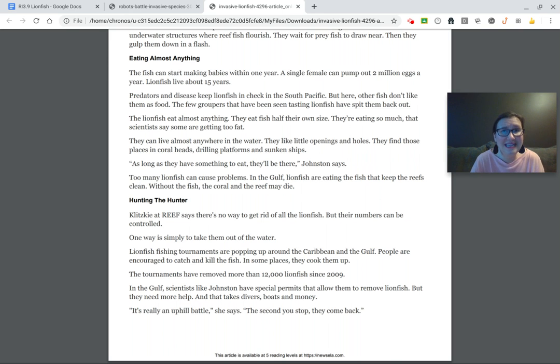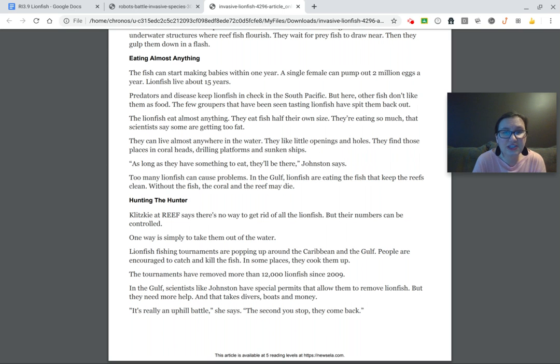The lionfish eat almost anything. They eat fish half their own size. They're eating so much that scientists say some are getting too fat. They can live almost anywhere in the water. They like little openings and holes. They find those places in coral heads, drilling platforms, and sunken ships. As long as they have something to eat, they'll be there, Johnson says.